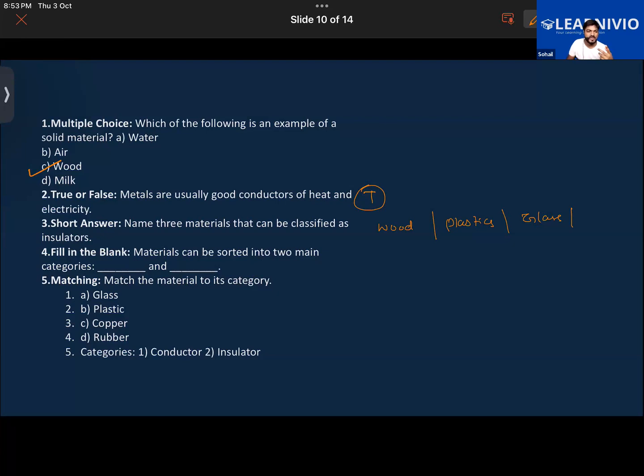Getting it? Remember in the class, in fact, we learned about this. If you have impure water, it will allow the current to pass through it, but pure water will not allow current to pass through it. So we have distilled water.